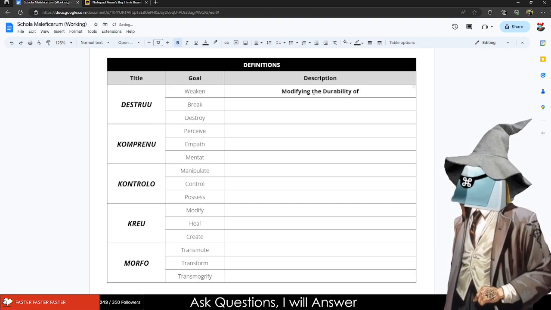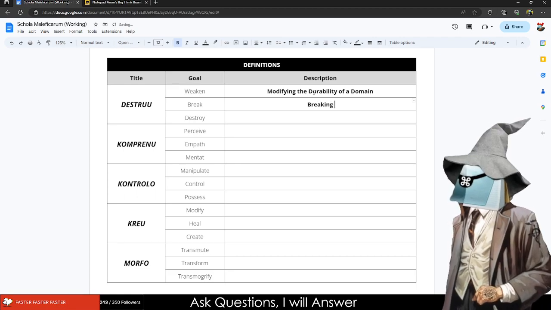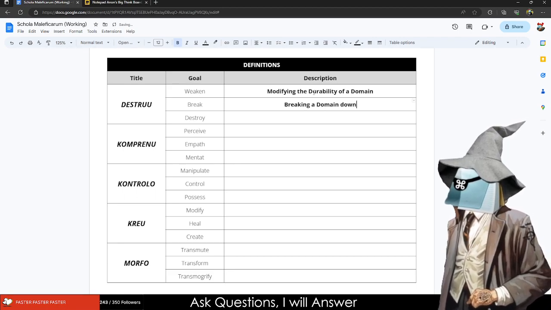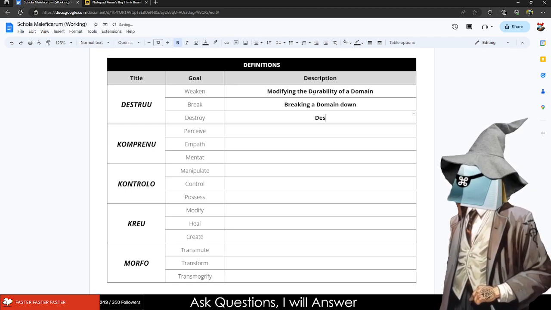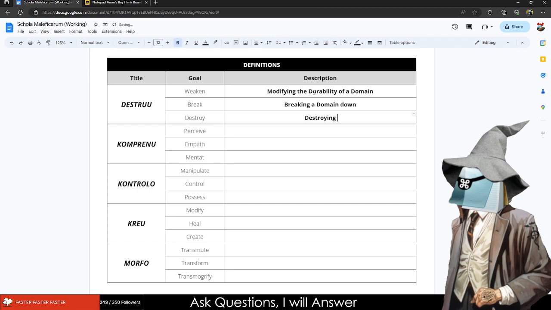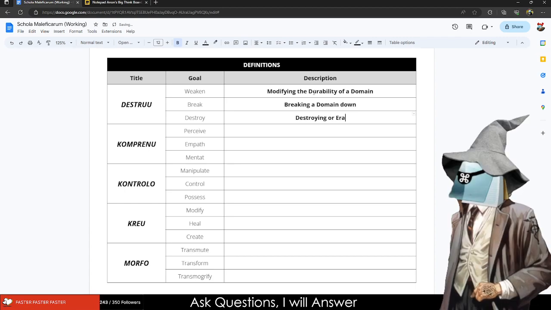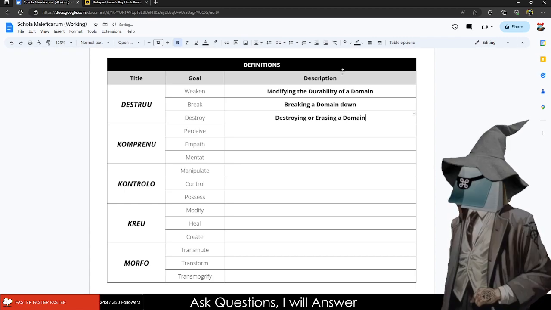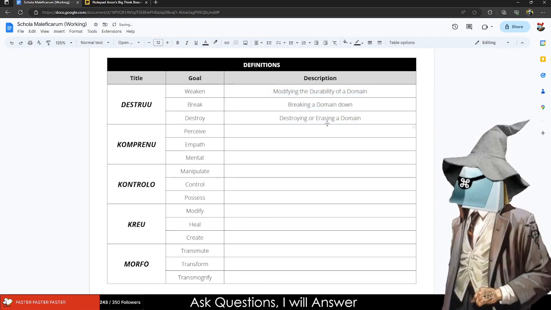Let's see. Modifying the durability of a domain. Breaking a domain down. Destroying a domain, or erasing a domain. Technically, I don't know that, so you need to be like this.